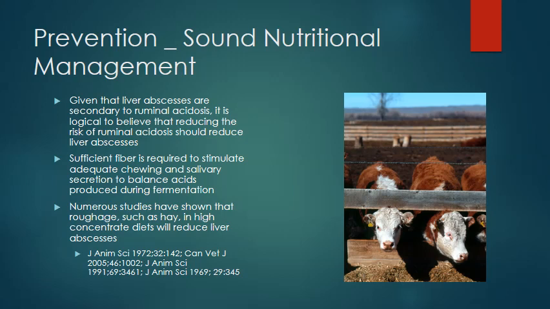So what else can we do to reduce liver abscesses? Probably the most important thing we can do is sound nutritional management. We strongly encourage feedlot producers to work with their nutritionist or veterinarian on ways to reduce ruminal acidosis or grain overload, and thus the risk of liver abscesses, which are secondary to grain overload. There are numerous studies that have shown that having sufficient fiber or forage in the ration will reduce the risk of grain overload and also liver abscesses. Fiber stimulates adequate chewing and salivary secretion, which is necessary to balance the acids produced during fermentation when we are feeding grain-based diets.